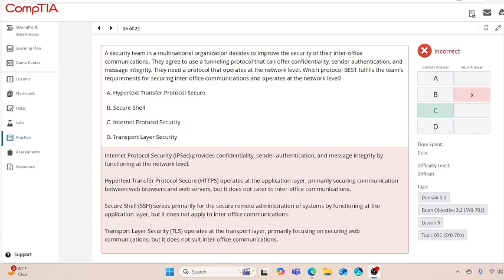A security team in a multinational organization decides to improve the security of their inter-office communications. They agree to use a tunneling protocol that can offer confidentiality, sender authentication, and message integrity. They need a protocol that operates at the network level. Which protocol best fulfills the team's requirements for securing inter-office communications and operates at the network level? Internet Protocol Security. Internet Protocol Security, IPsec, provides confidentiality, sender authentication, and message integrity by functioning at the network level.